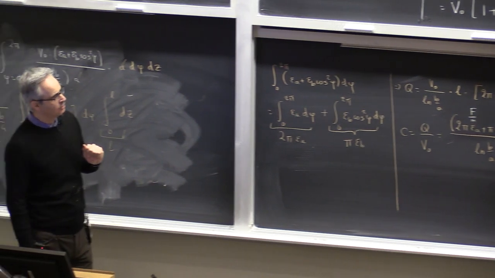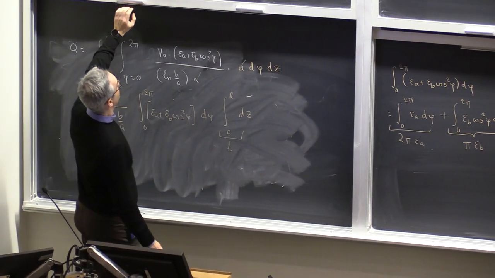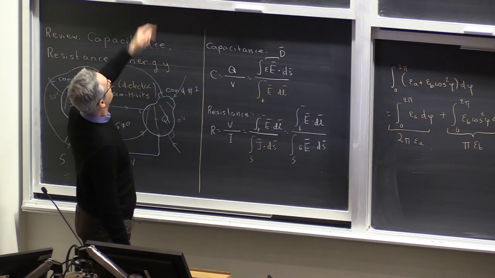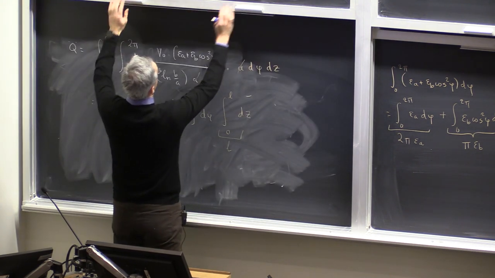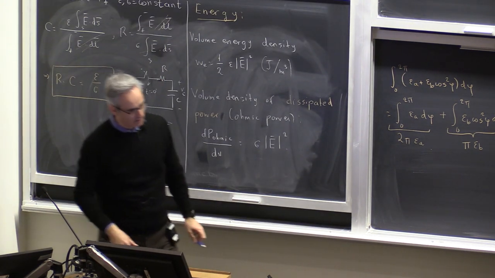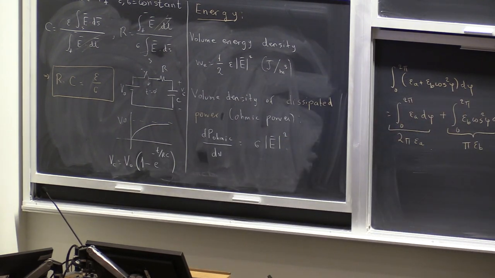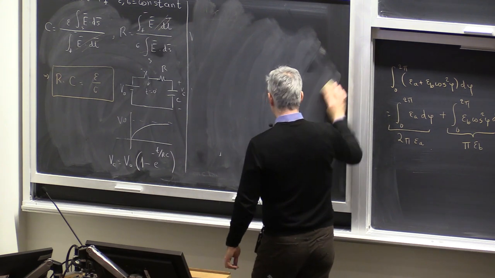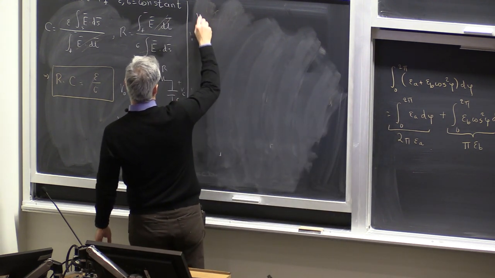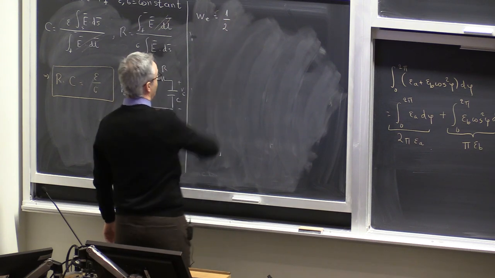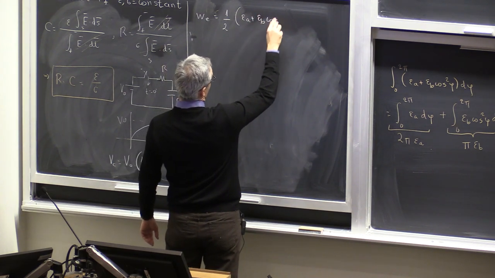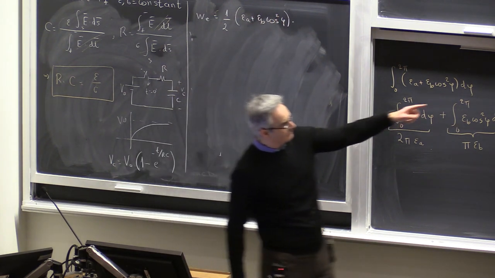Maybe one last note here in this example, just to cover the place where we started from today, which is energy. I have it up there. Very quickly, this capacitor has stored some electrostatic energy with energy density 1 half epsilon. Now epsilon is not a constant, times electric field squared.